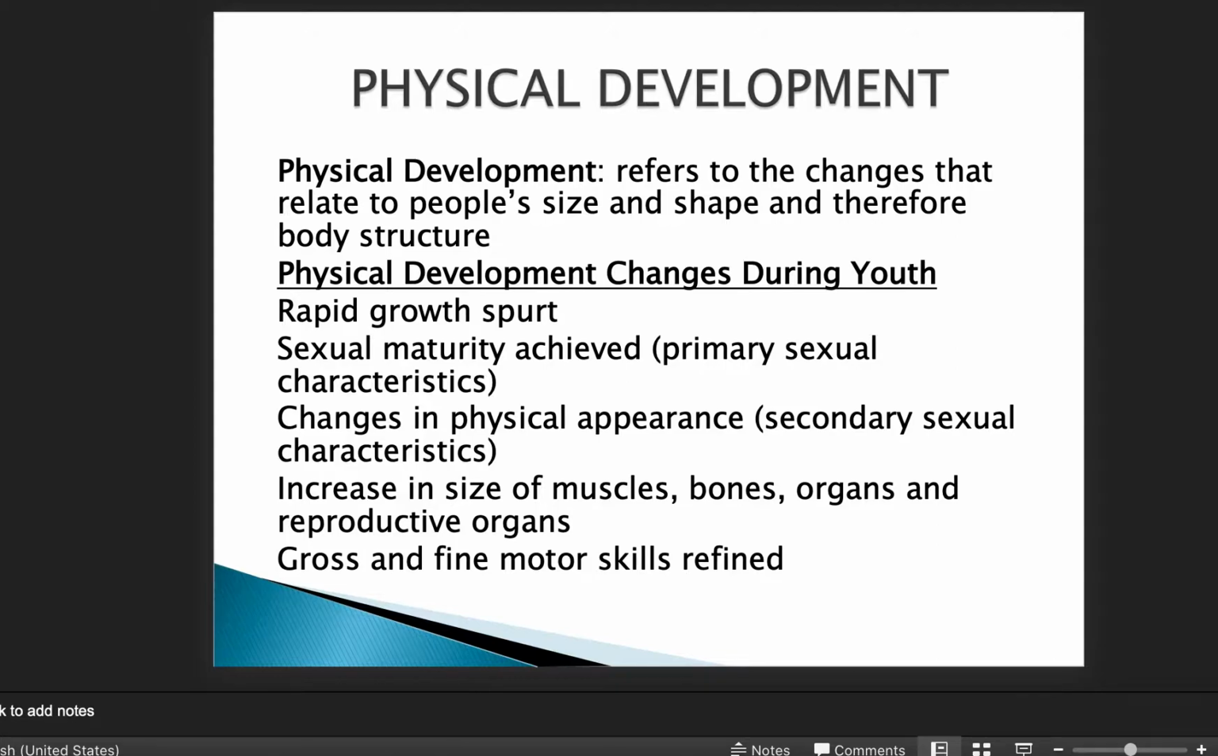So in the physical development area, there is a rapid growth spurt. While the age of 6 to 12 was consistent growth, there is a rapid growth spurt at the start of the 12 to 18 years. For females, it can happen a bit earlier than males in general, and it can happen at different rates for different people, but most likely puberty has massive spurts of growth. There's physical appearance change. Sometimes different sexual characteristics can lead to a full appearance change in somebody, more mature. The size of muscles, bones, organs and the reproductive organs will grow, and also the fine and gross motor skills become well defined.